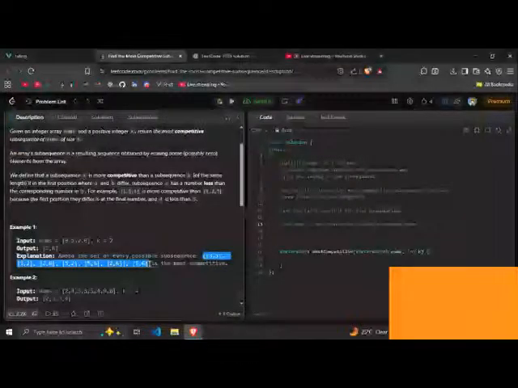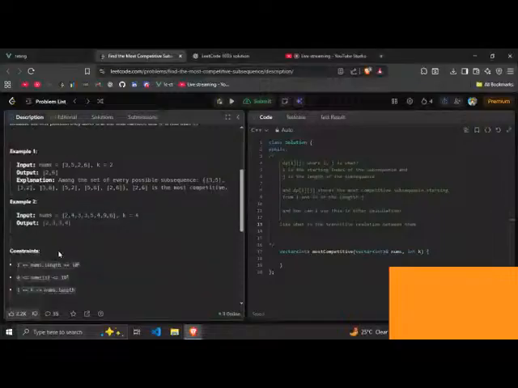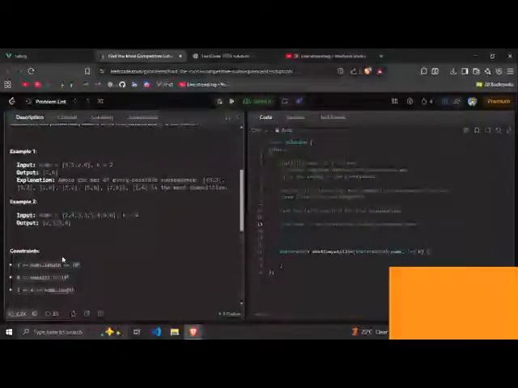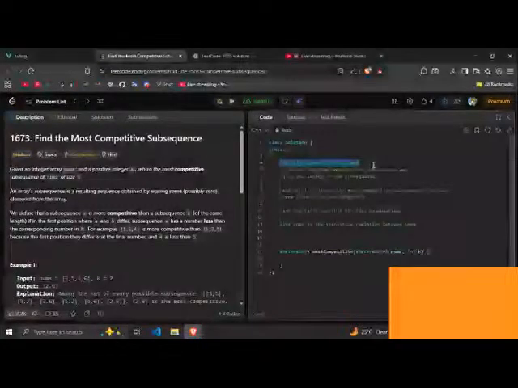So what is the most competitive subsequence here? There is 2 comma 6, that is the answer. So we have to store the answer as well. What I'm thinking here is, is it streaming? Yes, it is. Okay. I would use DP, like two-dimensional DP.